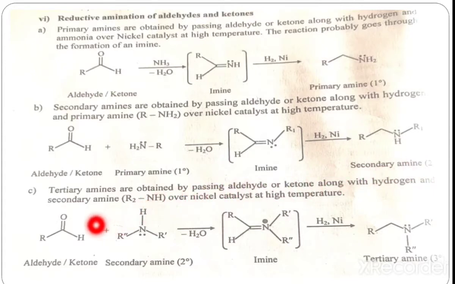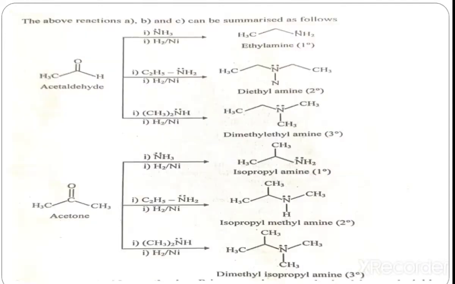Now here, to obtain tertiary amine, this aldehyde or ketone on treatment with the secondary amine, we get the imine again, and this imine on catalytic reduction by using H2 in presence of nickel, we get the tertiary amine. Now, the above reactions, that means here A, B, C, can be summarized as follows.